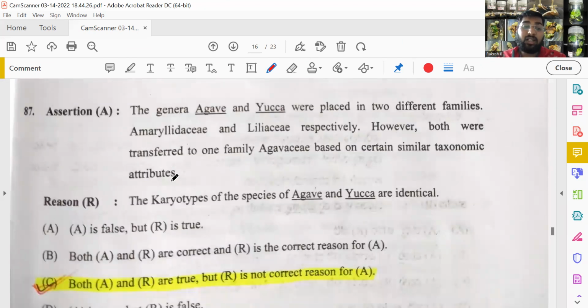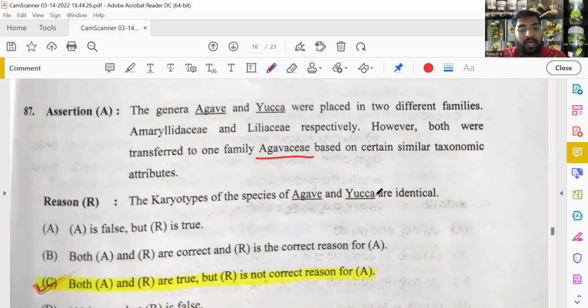Another assertion and reasoning question. Agave and yucca were placed in two different families in the earlier classification, but later they were placed in a single family called Agavaceae based on certain similar taxonomic attributes. And the karyotypes of the species of agave and yucca are identical.